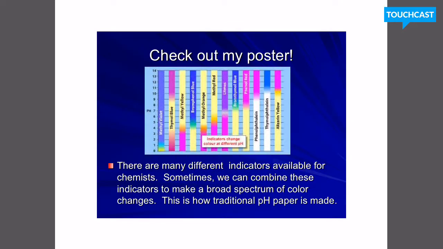So I did post my poster in the classroom. If you never got a chance to look at it, go ahead and check it again. But there are many different indicators that you can use when we are working with acids or bases. And the ones that you guys were using were, there was a couple different. We had red litmus paper and blue litmus paper. And you'll notice that in this picture, litmus is located right in the middle, kind of next to methyl red and bromothymol blue.